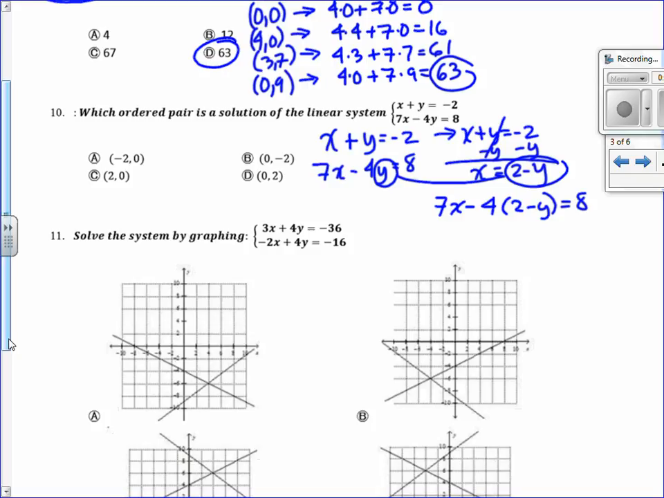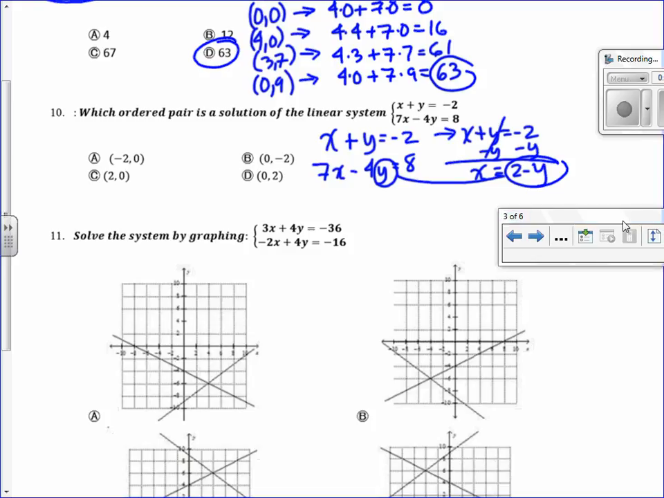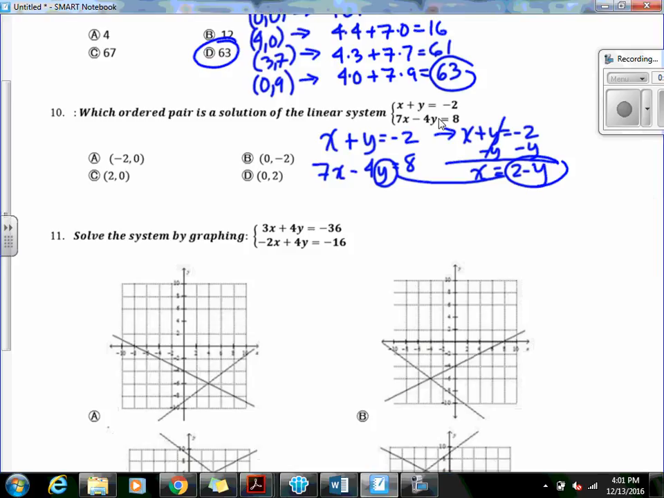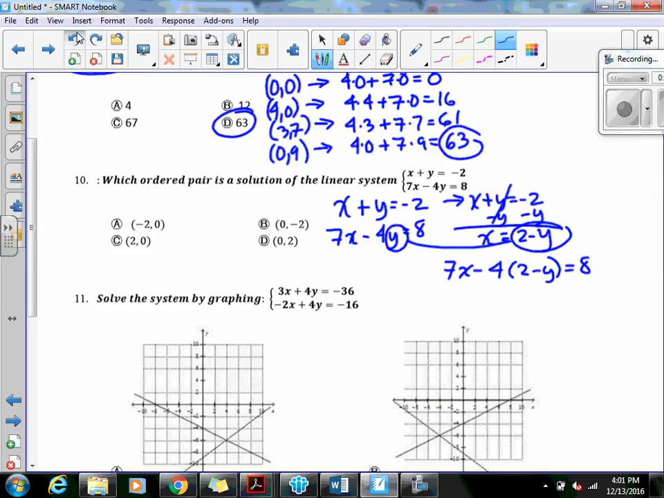So I made a mistake here. Let's do that again. What I did was I substituted into the wrong part. I substituted into y instead of x. So let me fix that. Okay, so I'm going backwards, and I'm going to pick up from here. So I'm putting this in place of x.